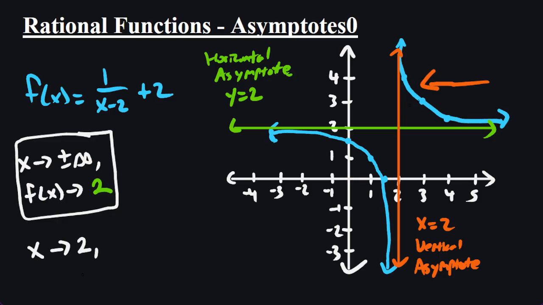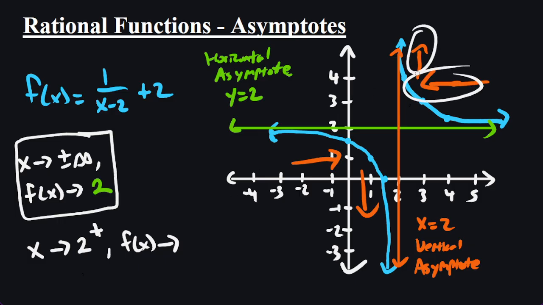So let me just do that. As x approaches 2 from the right side, f of x goes all the way up to positive infinity. And as x approaches 2 from the left side, f of x goes all the way down to negative infinity. So it depends on how we approach 2. How we write this is, as x approaches 2 from the right side, we'll put a little positive sign. As x approaches 2 from the right side, f of x approaches positive infinity. It goes up to positive infinity.